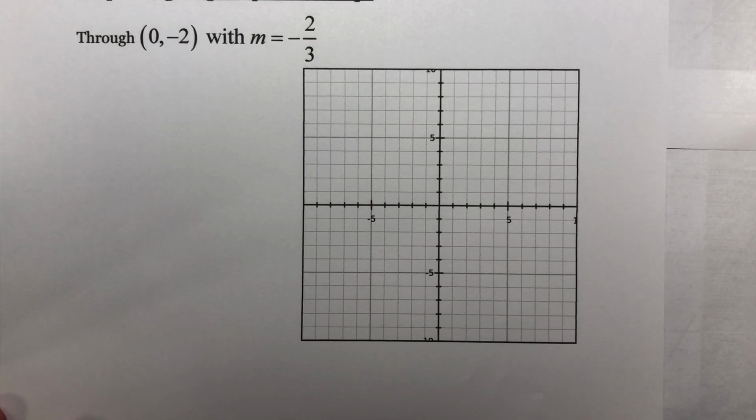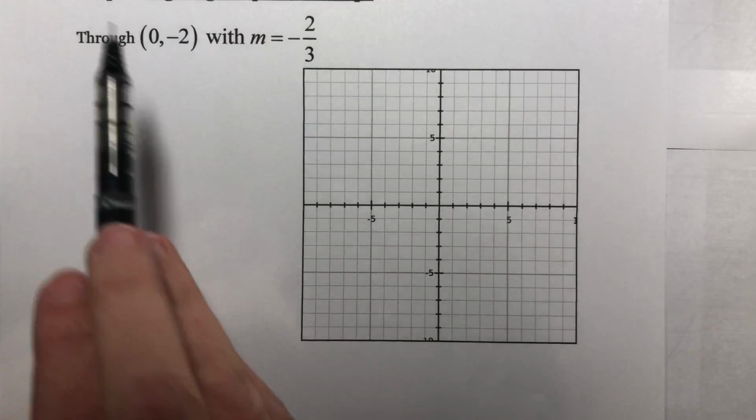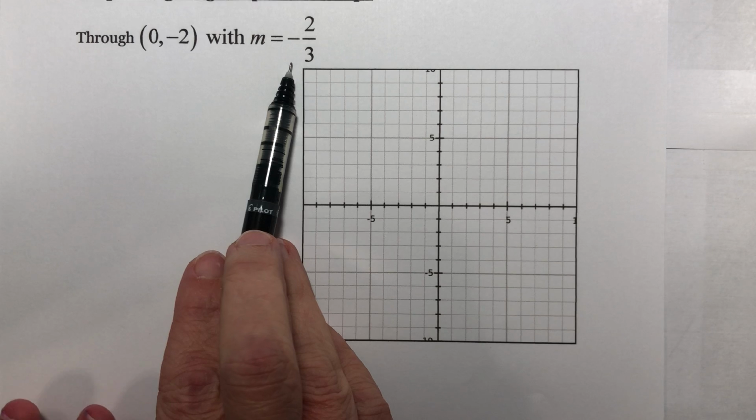Okay, this is sections 3.4 and 3.5. This is part 7. We just have one more topic to cover, and this is about graphing using a slope. Okay, I want to graph using the given point and the slope.